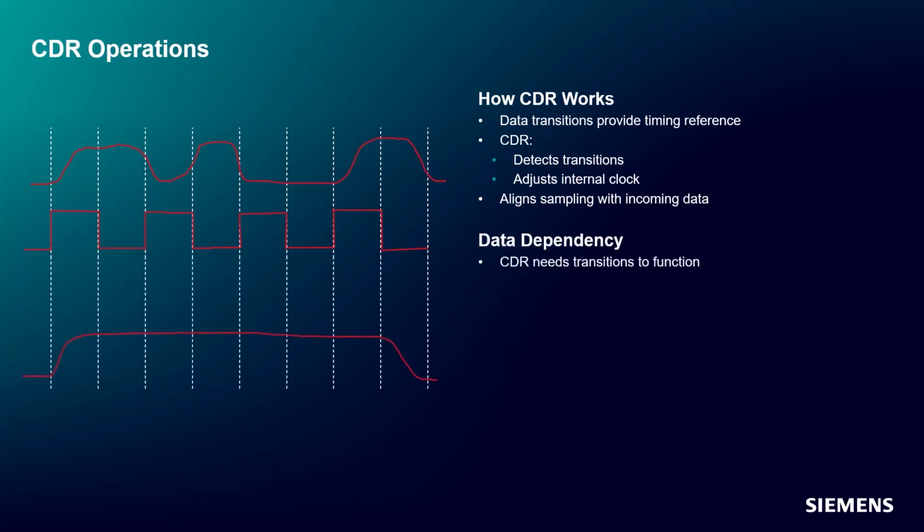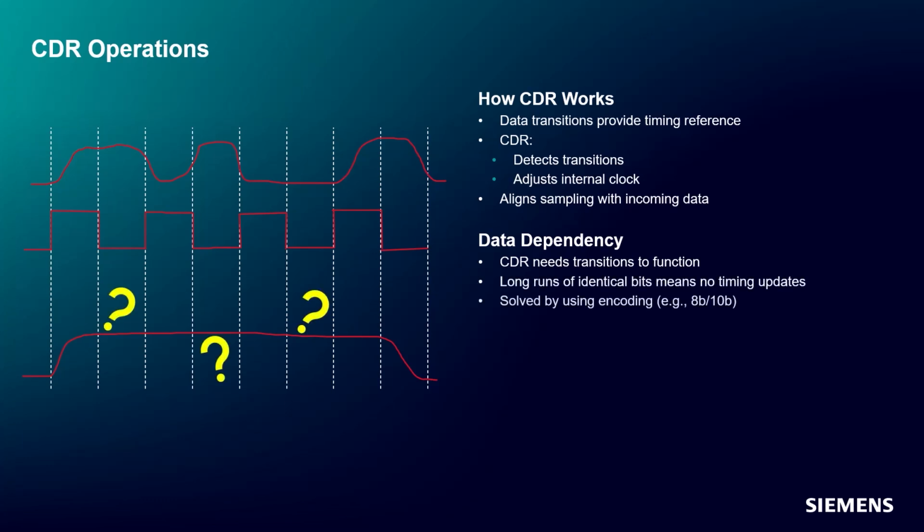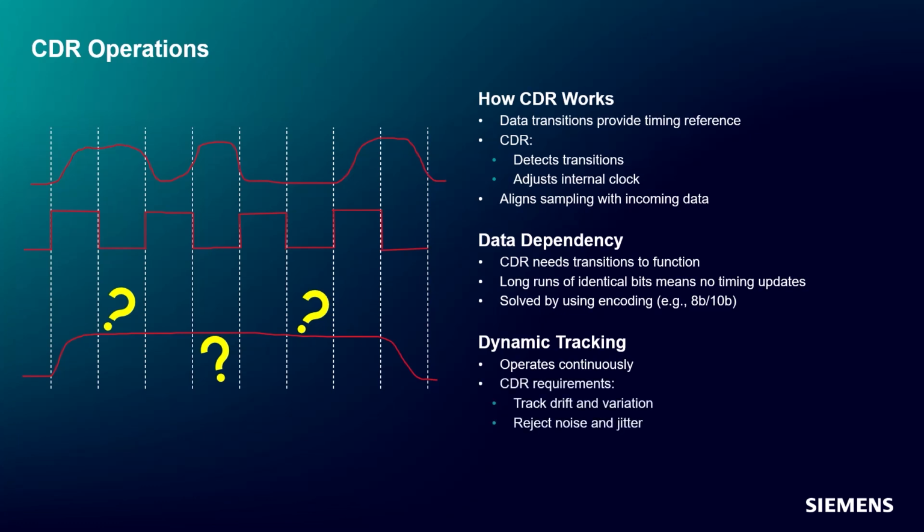CDR performance depends on data transitions. For example, long strings of identical bits mean no timing updates. This is why many systems use encoding schemes like 8b/10b to guarantee sufficient transitions. Over time, the receiver locks onto the data and maintains synchronization. But this process is dynamic. If the incoming signal changes due to jitter or noise, the CDR must continuously adjust its timing to stay aligned. This is one of the most important and complex functions in a SerDes receiver.